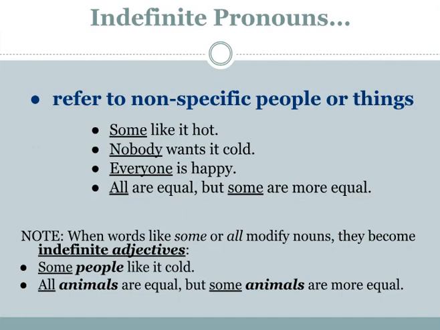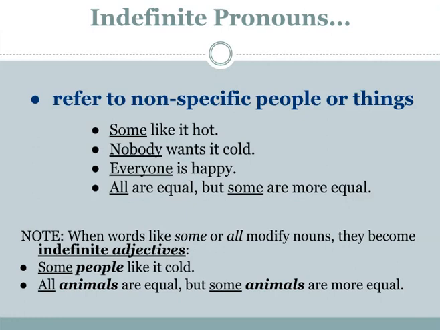Some refers to people, those people who like it hot. It refers to jazz, by the way. Nobody and everyone are also indefinite pronouns that we never use to modify something else. They simply stand by themselves, but they're not referring to anybody in particular. So they are all indefinite pronouns.